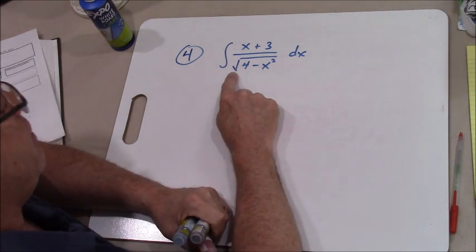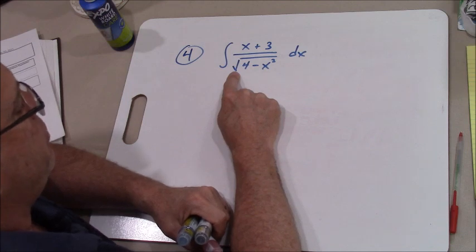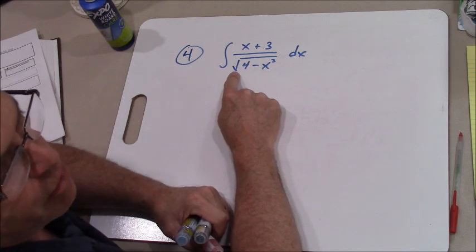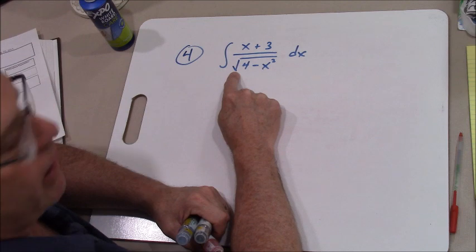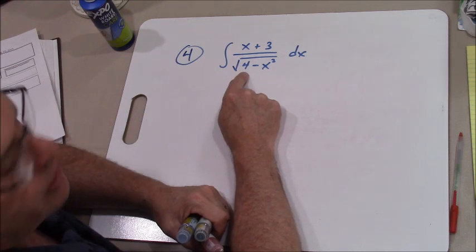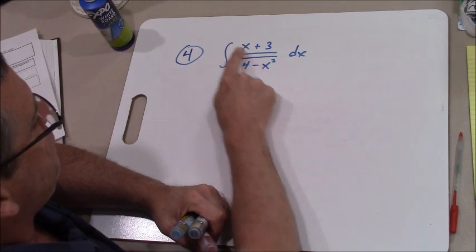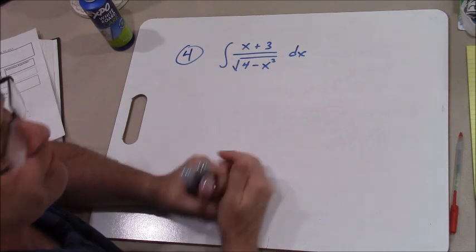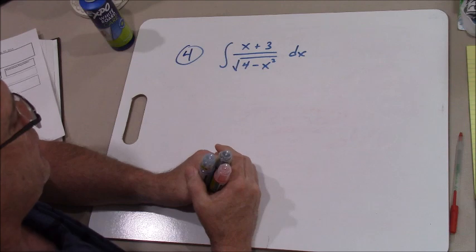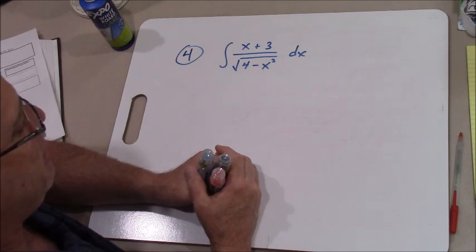I also think, okay, I've got something inside a square root. That's the same as something inside parentheses raised to an exponent. That always makes me think substitution. And so when I take the derivative of the inside, I would get a negative 2x. I could make that happen here, but what about the 3? So we've got to figure out how to get through this.